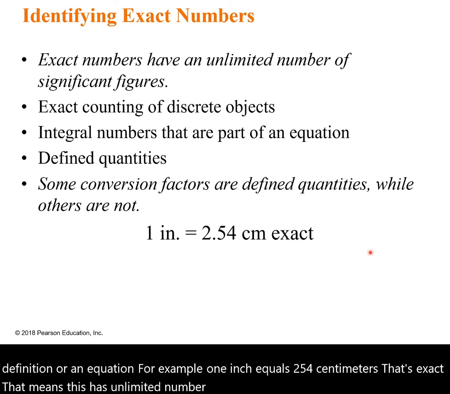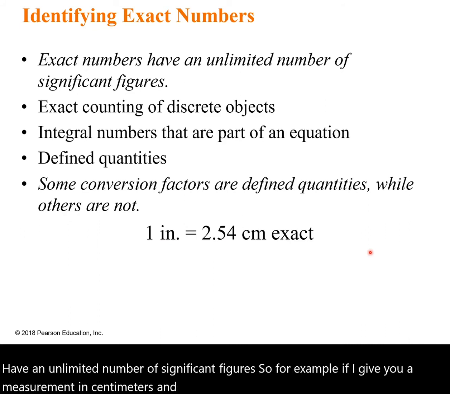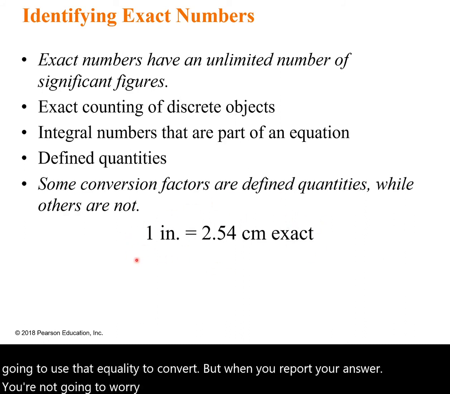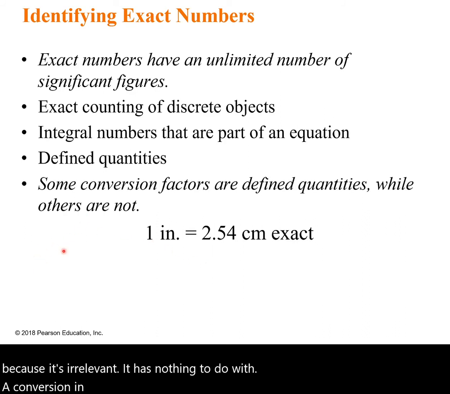Now, why do we care about it having an unlimited number of significant figures? For example, if I give you a measurement in centimeters and I want you to convert it to inches, you're going to use that equality to convert. But when you report your answer, you're not going to worry about how many sig figs are in this equality because it's irrelevant. You worry about how many significant figures your measurement had.